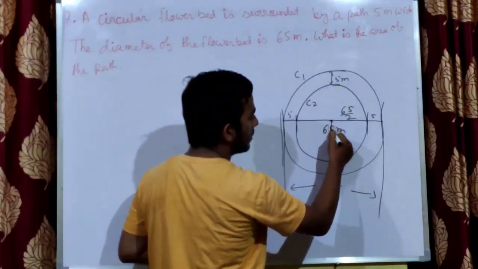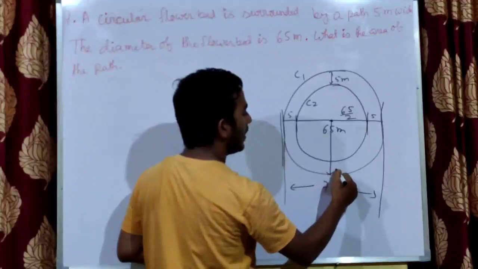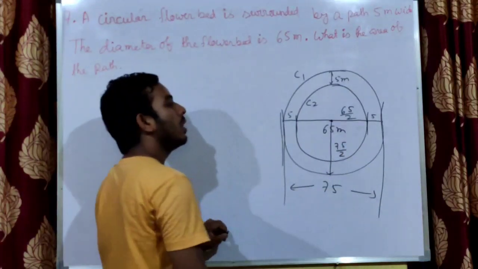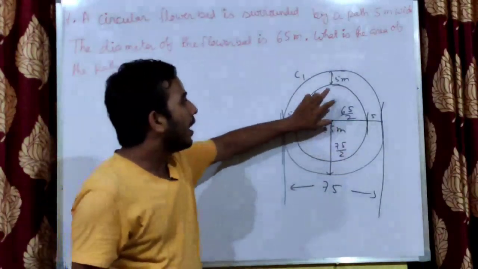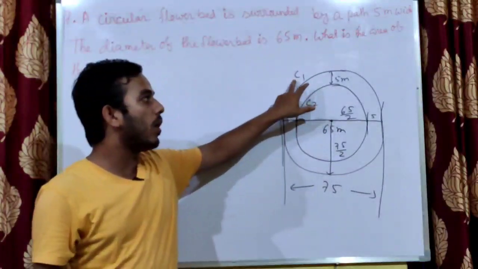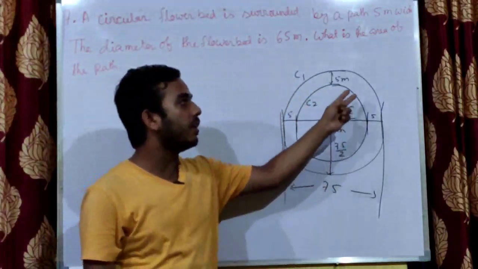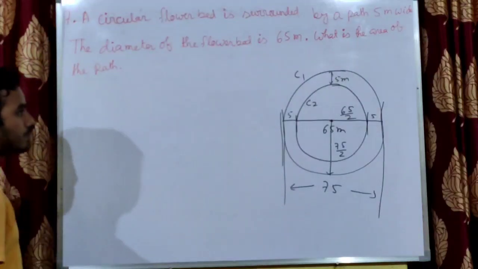So consider this is our radius, the required radius. It is 75 divided by 2. Now we have the radius for circle 1 also, and the radius for circle 2 also. Now we can easily find the area of the path. How will you find it?